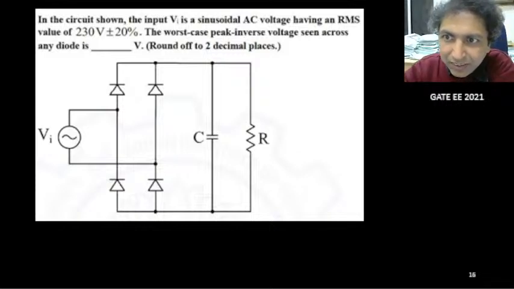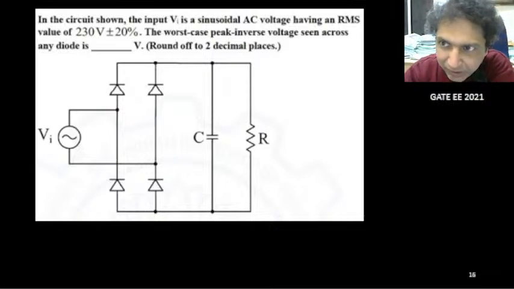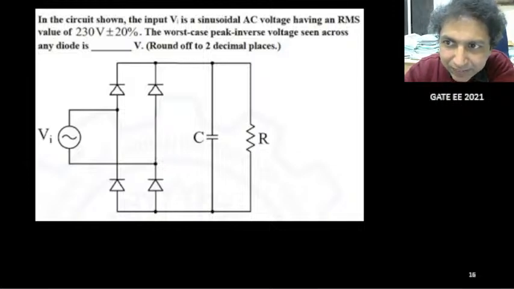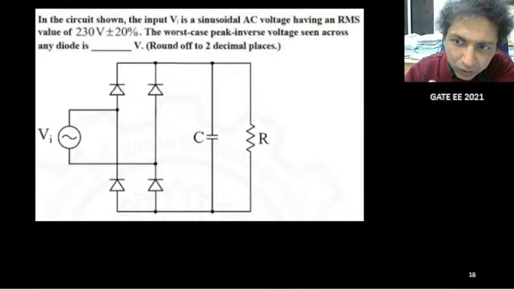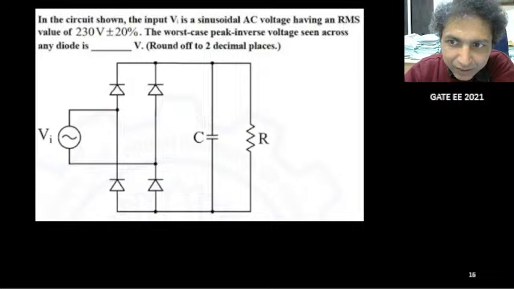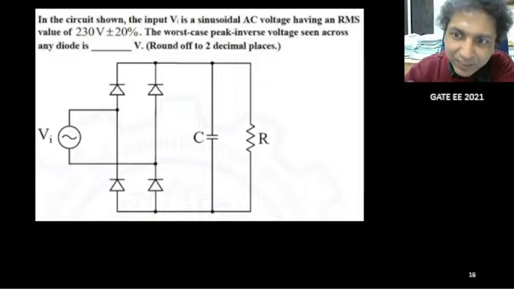Now here the question is what is the worst case peak inverse voltage seen across any diode? I hope you have certain knowledge about peak inverse voltage. So this is the voltage that appears across one diode when the diode is not working, when the diode is off. When one diode is off, some voltage will develop across the diode, that is the reverse bias voltage or inverse voltage. And what is the maximum voltage when the diode is off? That is the important thing.